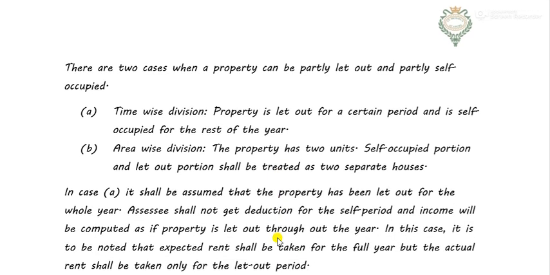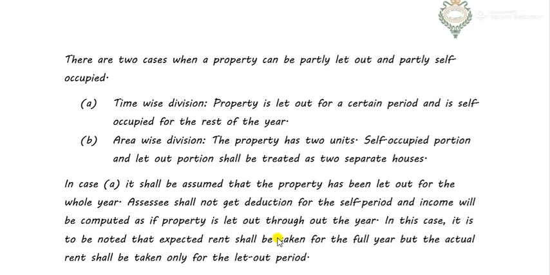So you can take down these notes and I'll explain them also. There are two cases when property can be partly let out and partly self-occupied: time wise division and area wise division. Time wise division means the example that I told you just now, that Mr. A has a property in Kolkata, gets a job in Bangalore and shifts there for the rest of the year. So for 3 months the property is self-occupied and for 9 months it has been let out. Second, area wise division: the self-occupied portion and the let out portion shall be treated as two separate houses.